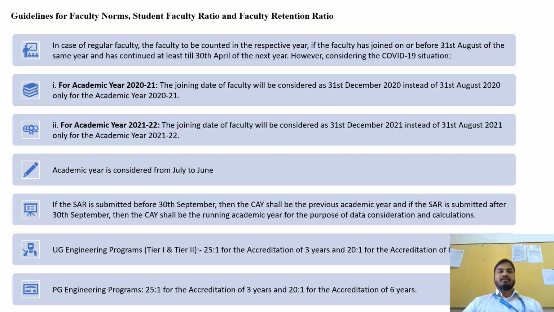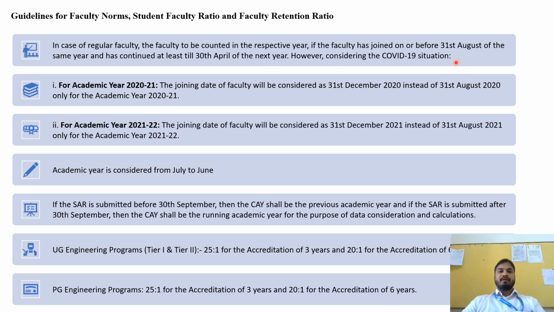So once this is done, these are the extra points that I'm covering here, like guidelines for faculty norms, student faculty ratio, and faculty retention ratio, which we have to be very careful with. In case of regular faculty, the faculty to be counted in the respective year, if the faculty has joined on or before 31st August of the same year and has continued till 30th April of next year. So when a faculty has to be counted for the calculation of SFR, he or she should be joining the institute before 31st August of that year and continue the service till 30th April of the next academic year.